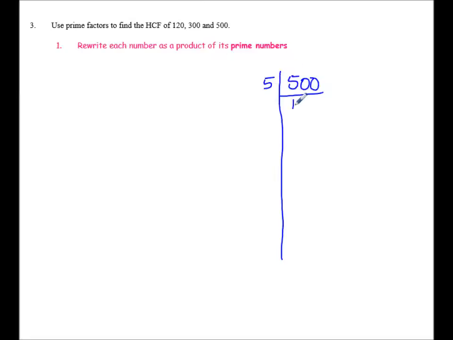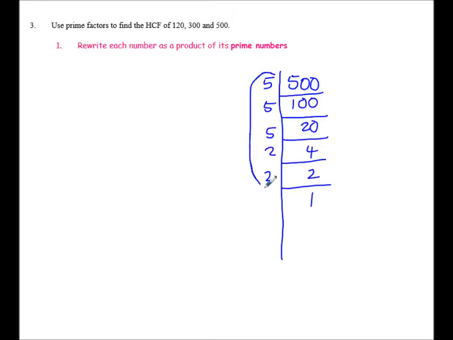5 goes into 5 once, 5 can't go into 0. 5 can go into 100 again. 5 goes into 10 twice and a 0. 5 goes into 20 4 times. 2 goes into 4 twice. Don't fall into the trap of dividing by 4. I then say 2 goes into 2 once. Remember that all these factors here have to be prime factors and our result at the bottom must be 1.